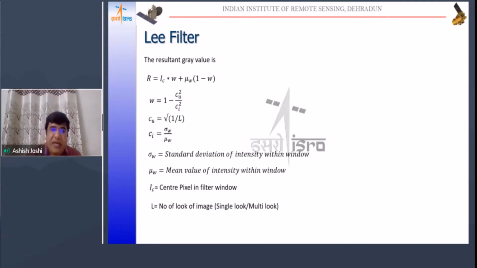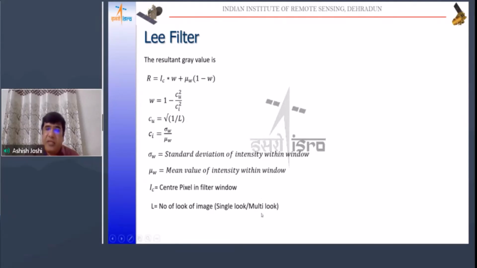What is L here? L is the number of looks, single look or multi-look, because most of our SAR sensors provide a single look complex image. Number of looks means how many looks there are in the azimuth direction. For normal raw data processing, we have single look images, so we use L equal to 1.